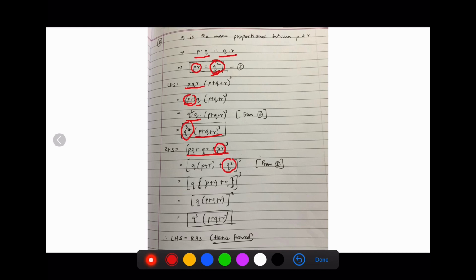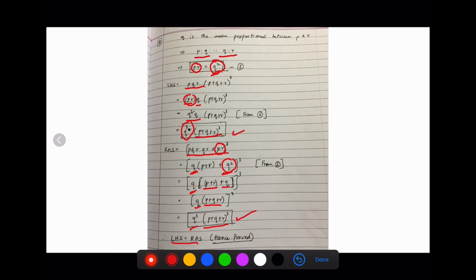And in the first two terms, q is common, so I can write q into p plus r. Now again, in these two terms, there is one q which is common. If I take that out, I have p plus r plus q. So within the whole cube, I have q into p plus q plus r, and then taking cube of these two numbers separately, I have q cube into p plus q plus r whole cube. So I can see that the left hand side and the right hand side are equal. So the given relation is proved.